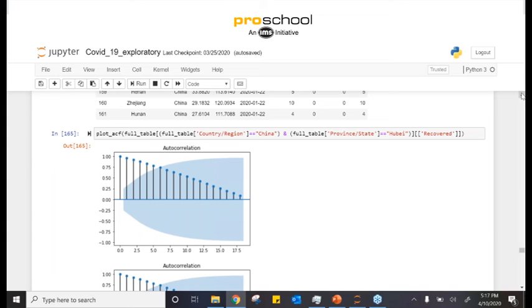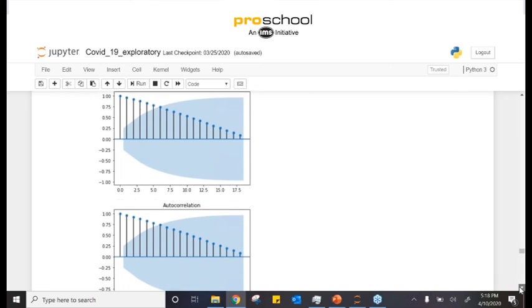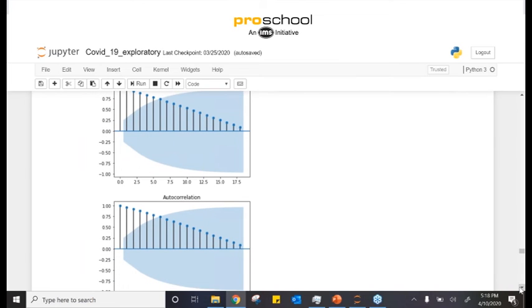So it started with Hubei. I've taken Hubei as a province and plotted out a correlation, and you can see that it has a series of slopes. It shows that the data are autocorrelated, meaning the past data gives you an idea about the future data. But which data is really important?